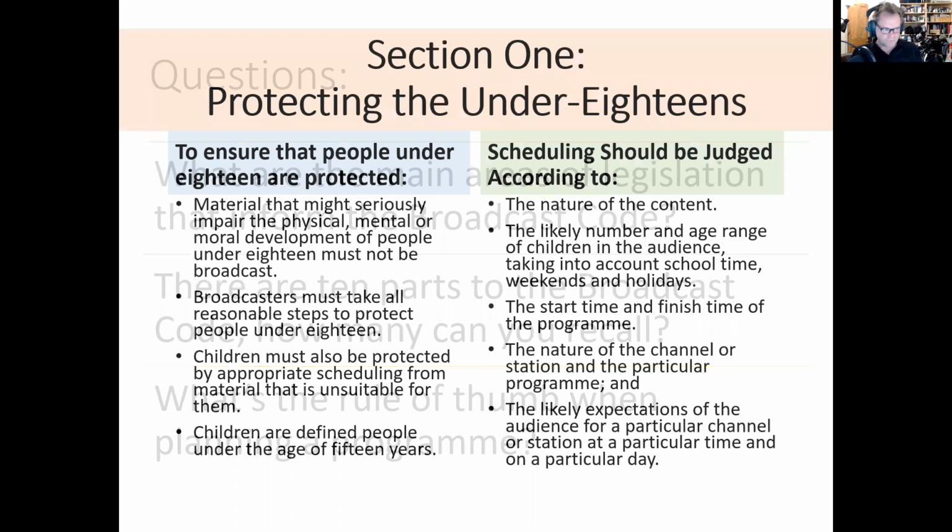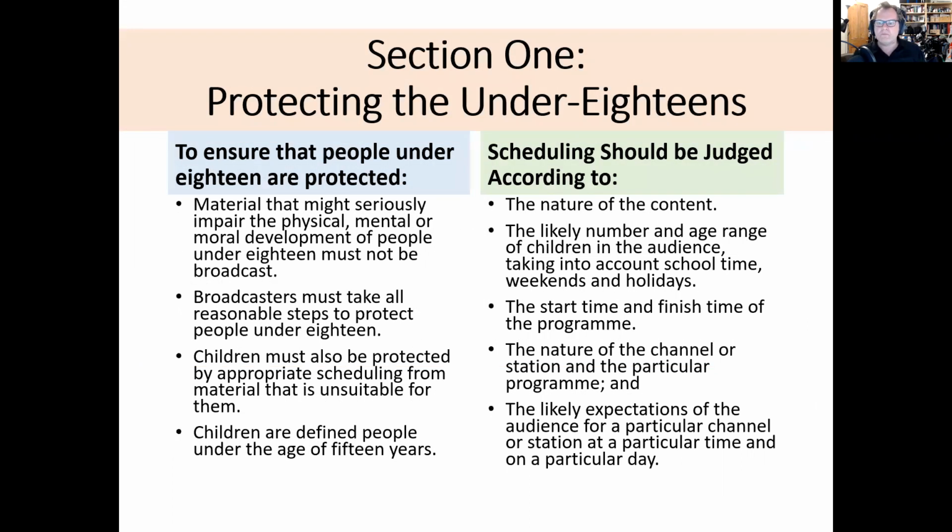So the first section, and probably the section that gets an awful lot of attention in the code, is the protection of under 18s. And there's a slight difference in two parts of the code about under 18s and what's defined as children. Children are defined as people under the age of 15, but the code applies to people under the age of 18. So even though there might be that slippage area of 16, 17, the code is still quite clear about what content broadcasters should do.